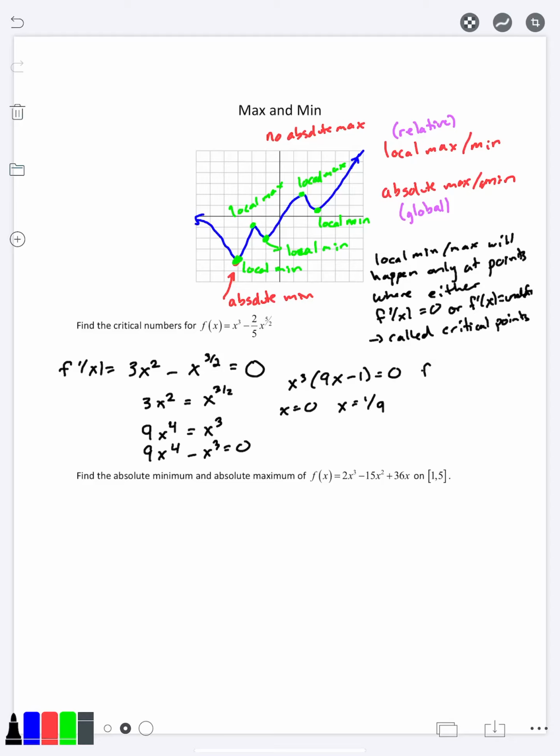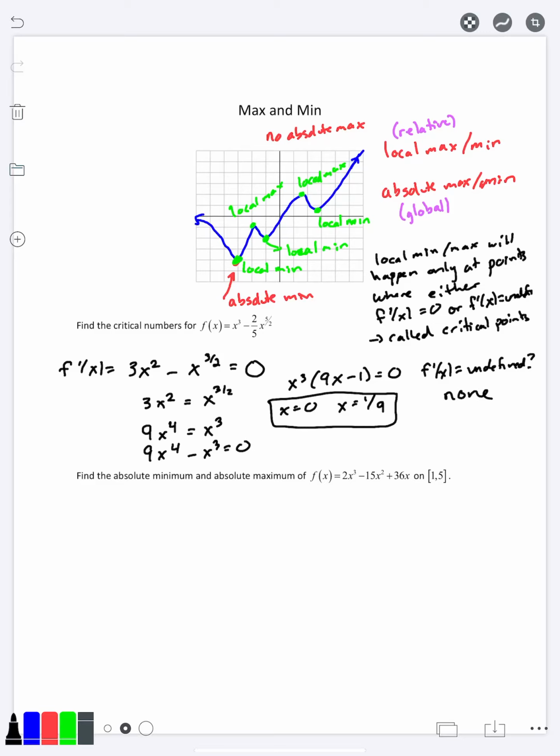You'd also have to ask yourself whether f prime of x is undefined anywhere. And so we know what undefined is, like if you're dividing by 0 or things like that. Now there's no problems here, so therefore there's no more critical points. And then we just get two critical points, 0 and 1/9.